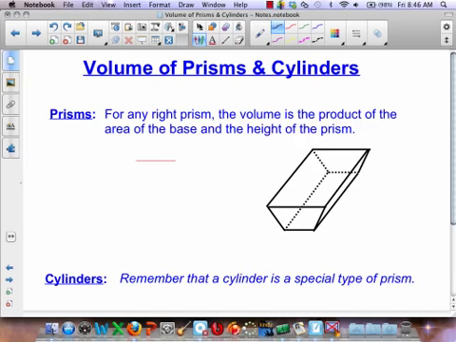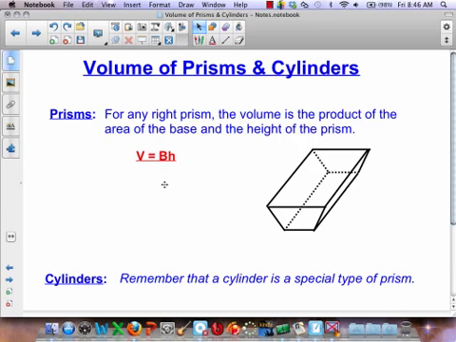And the formula is really easy. It's the area of the base times the height. So for prisms and cylinders, it's the area of the base times the height, and we're done.